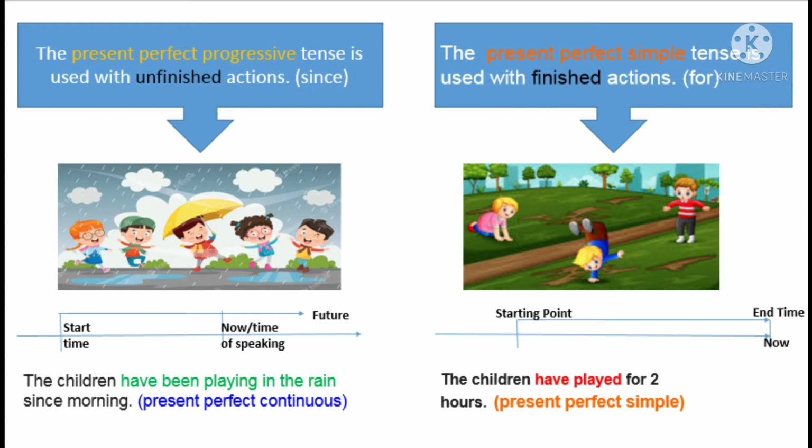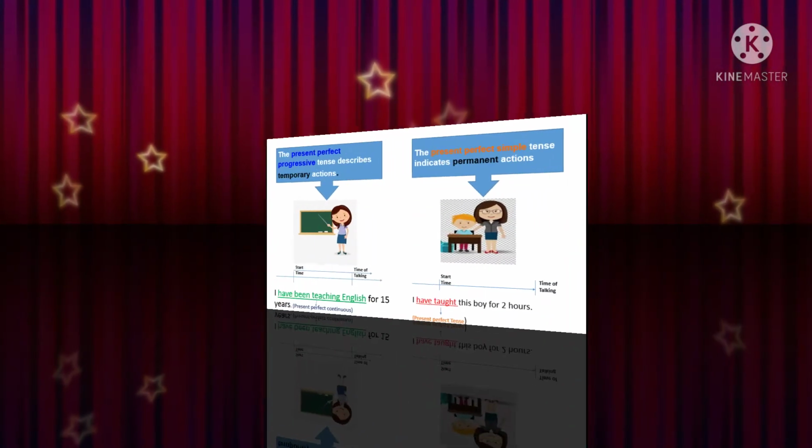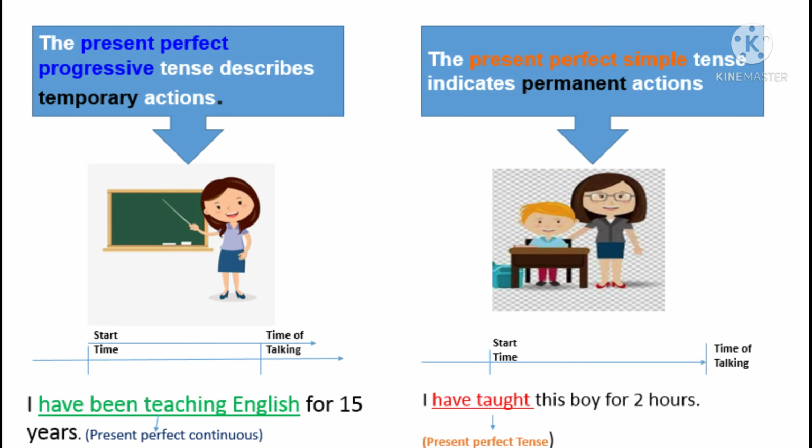Now, let's check how present perfect simple is. The present perfect simple tense. Okay, we use this for finished actions. For example, the children have played for 2 hours. Present perfect simple. It's like the action is already finished. Present perfect. Now, let's move to the second difference.